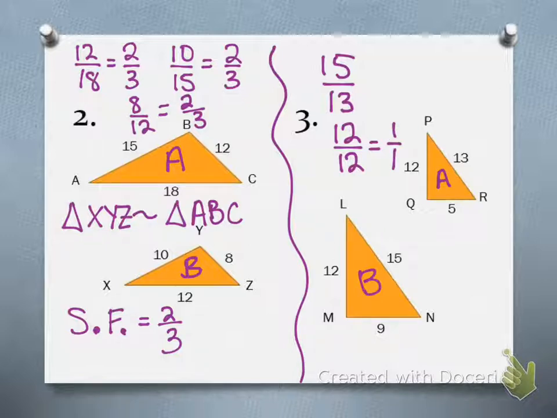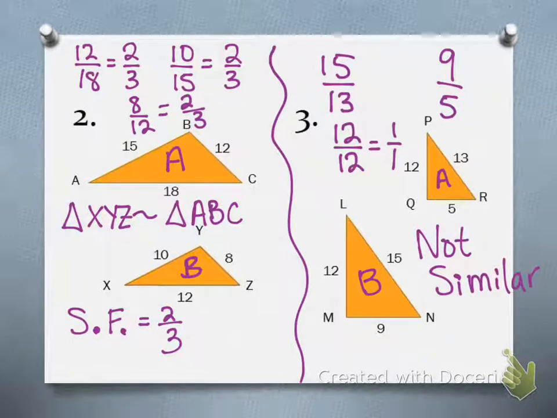All right, what about the next one? 9 compared to 5. Is that going to reduce? No. So do we think these two triangles are similar? No. Based on the information that we were given, these triangles are not similar. They sure look similar, right? Okay, but just because they look similar, that's not enough information. So we would just say not similar. The sides are not all in the same proportion.